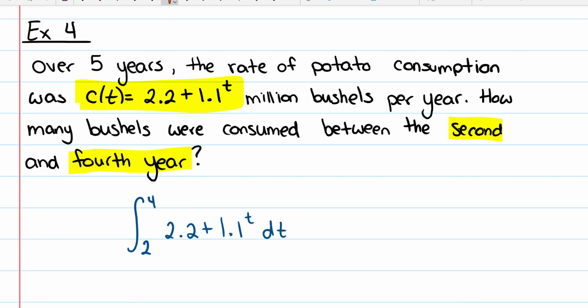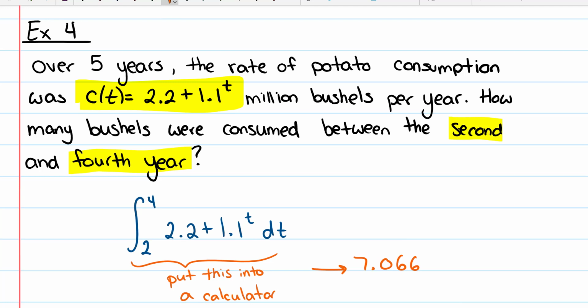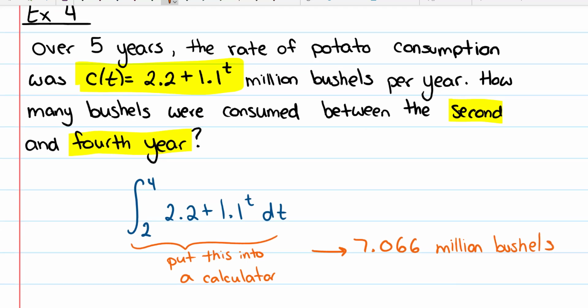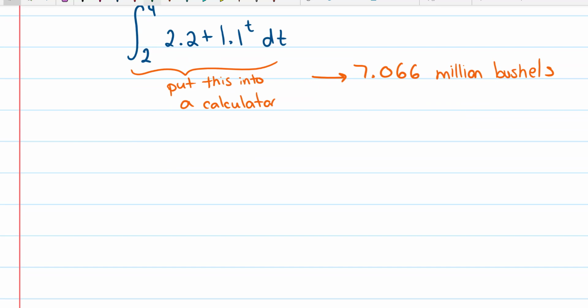And then all you have to do from here is go ahead and put this in a calculator. And by putting this in a calculator, you'll end up getting your answer as 7.066 million bushels between the second and the fourth year. However, I want to go over also what you do if you cannot put it in a calculator.